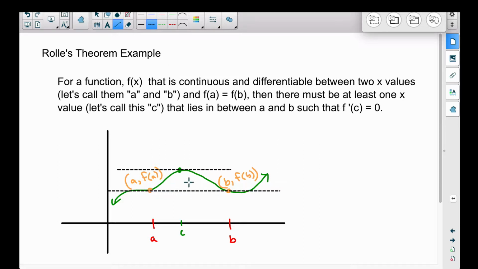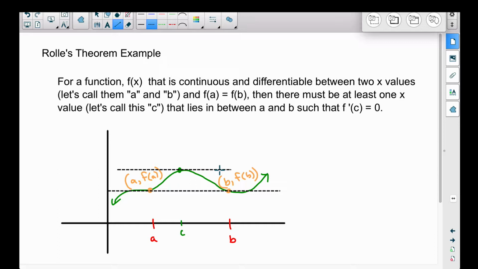Given that we have 2 points that have the same y value, the slope of the line that connects those two endpoints on this interval, that slope's going to be 0. And also there's going to be some other value, at least one x value here, c in this case, where we're also going to have a horizontal tangent line. That's what Rolle's theorem says.